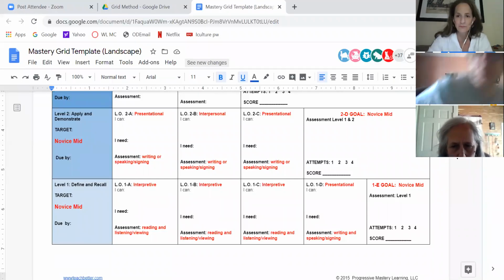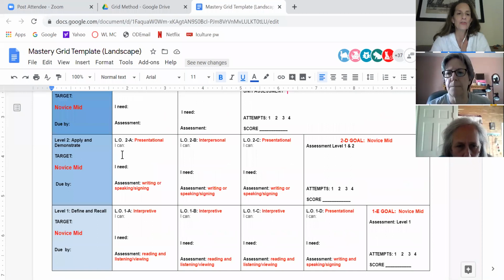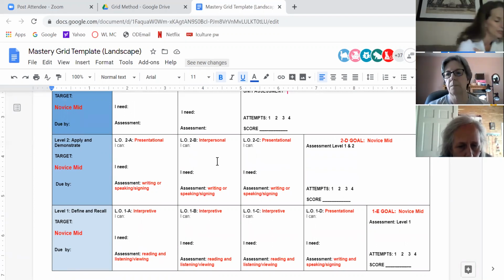So once the kids mastered level 1, then you went to the grid, you went to level 2. And you notice level 2 goes a little bit higher. It goes into apply and demonstrate. So thinking about this from the world language point of view, okay, apply and demonstrate, maybe now we're going to do some presentational writing or speaking, something a little higher level than just listing a packing list or something, maybe something a little bit higher. And then maybe there's some sort of interpersonal that they either do with me or they do on Flipgrid.